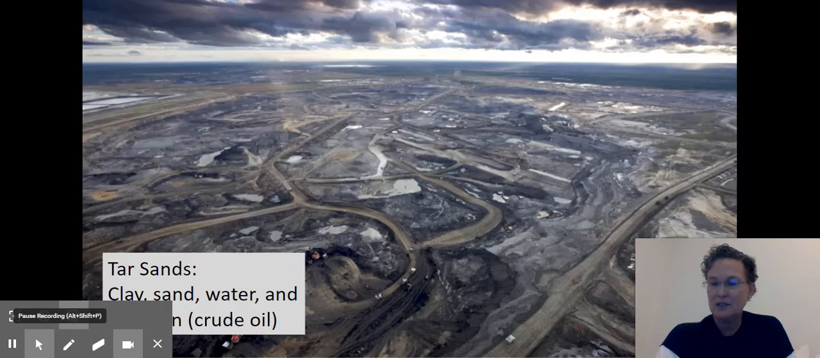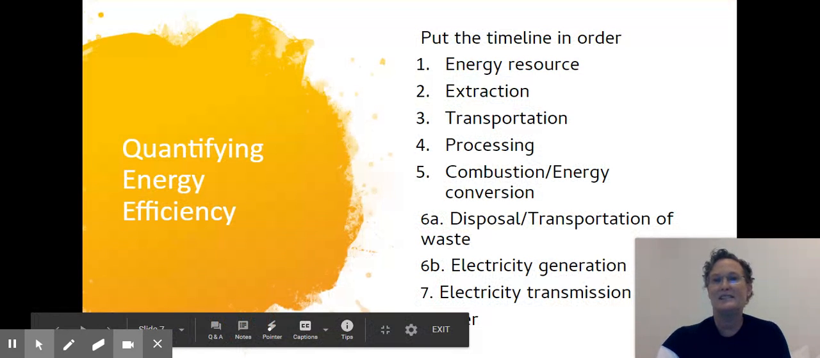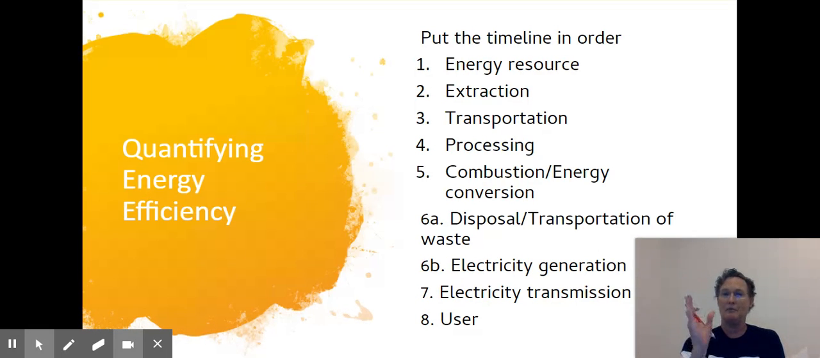Okay, and now I'm going to show you the answers. So this is in order. It goes energy resource to extraction, to transportation, to processing, to the combustion of energy, combustion or energy conversion. So when you burn it, that's when you're releasing the energy. Most of the time it's combustion. Then the disposal and transportation of the waste, the electricity generation, the electricity transmission, and then the end user.